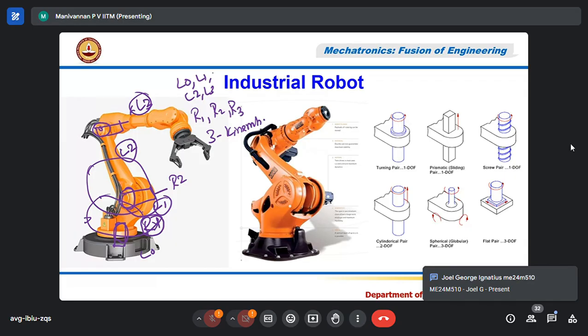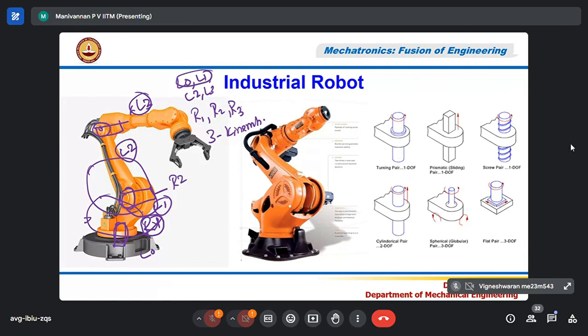So L0 and L1 form the first kinematic pair, L1 and L2 form the second kinematic pair, and L2 and L3 form the third kinematic pair. So how is it distributed? 3 rotary joints are there. Then what are the degrees of freedom? If I have a rotary joint or a prismatic joint, one joint gives 1 degree of freedom. How many joints does this have? 3 joints. So this robot is called a 3 degree of freedom robot.